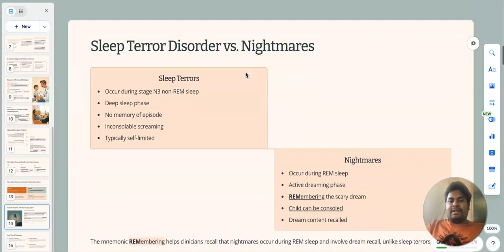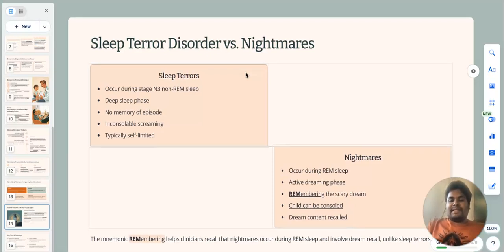Now, while talking about sleep disorders, we talked about sleep terror, but we'd also like to compare it with nightmares. As I said, sleep terror disorder occurs in the slow wave cycle of sleep, stage N3 of non-REM sleep, whereas nightmares occur during REM sleep. And unlike in sleep terrors, where there was no memory in the morning, in nightmares the child often has the memory. They remember the scary dream.